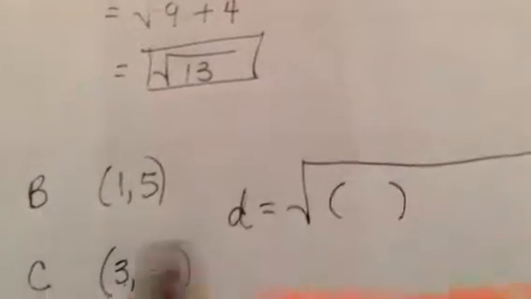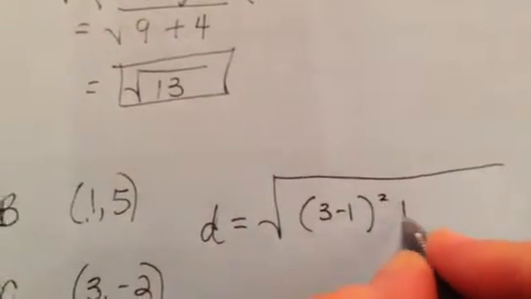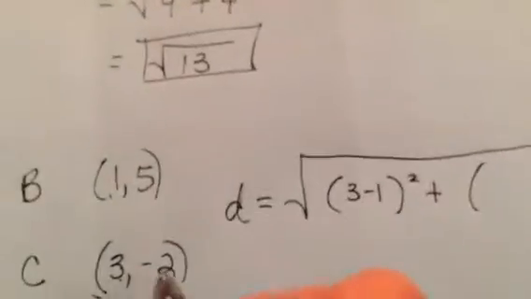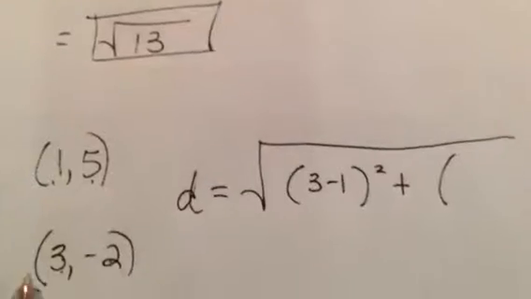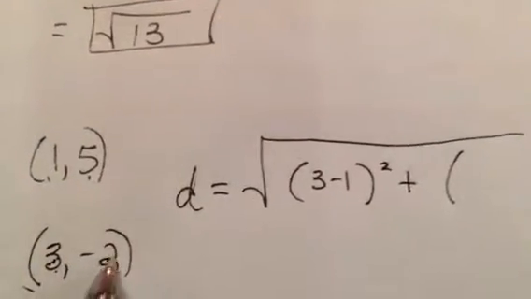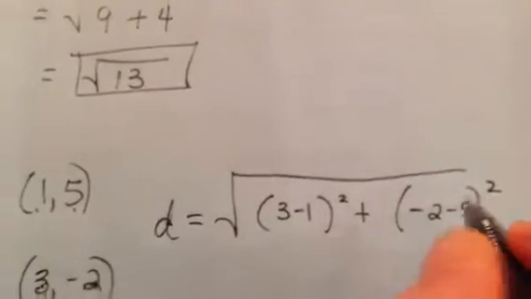Subtract your x's. So I'm going to do 3 minus 1 and square it. Take your y's, subtract them. Now, you can go in any order you want, but just for a good habit, since I did this one first, I'm going to do this one first. So I'm going to do negative 2 minus 5, square it.